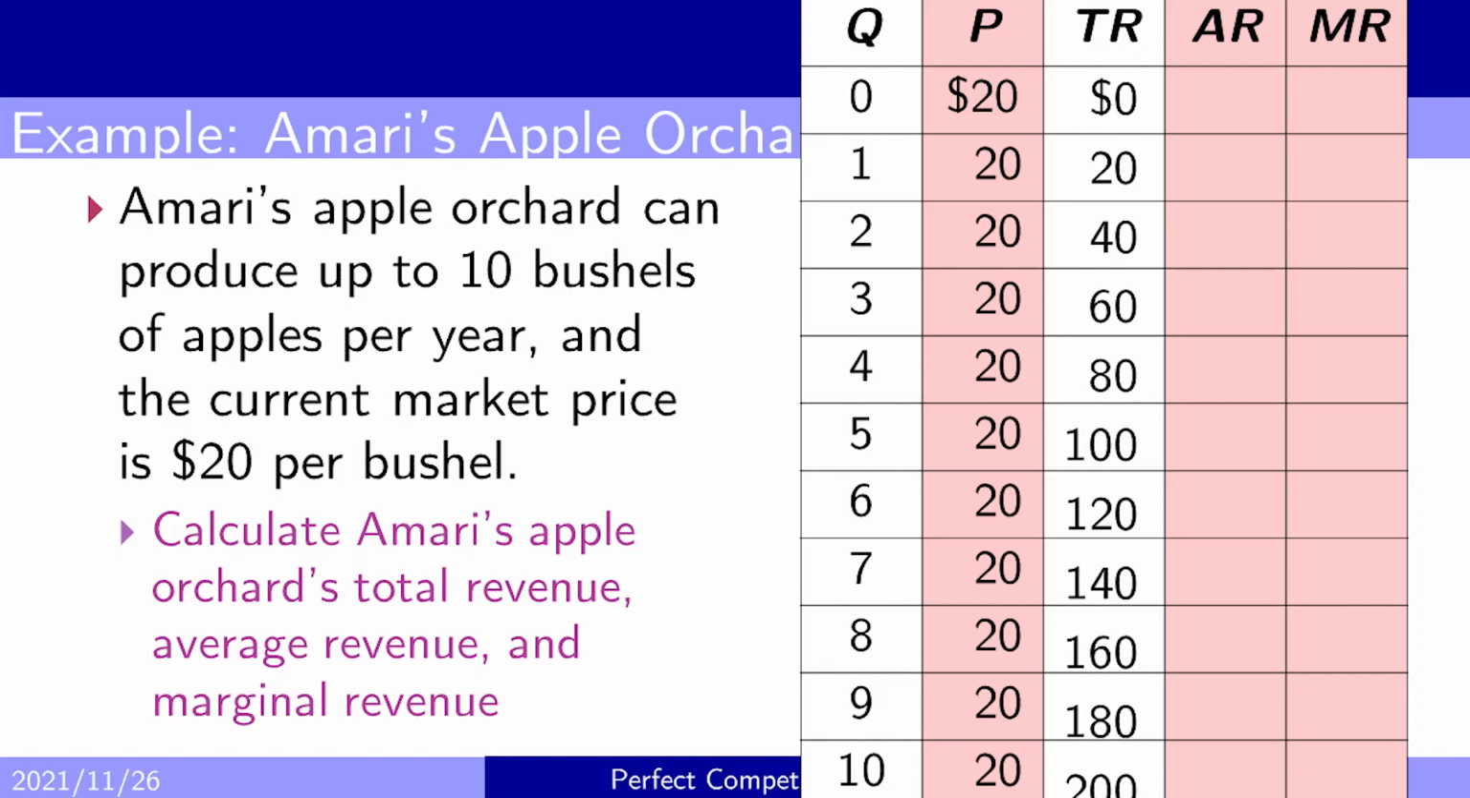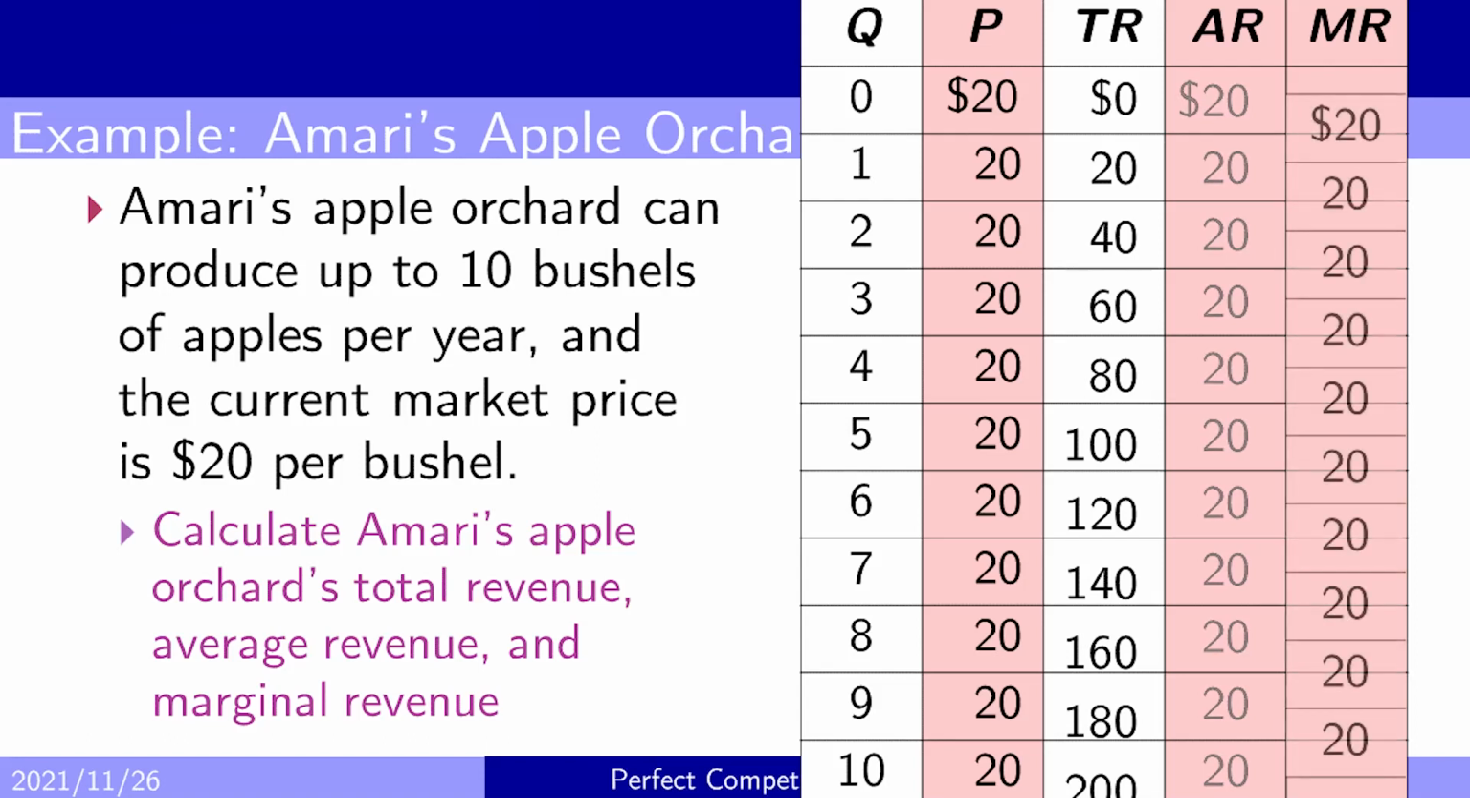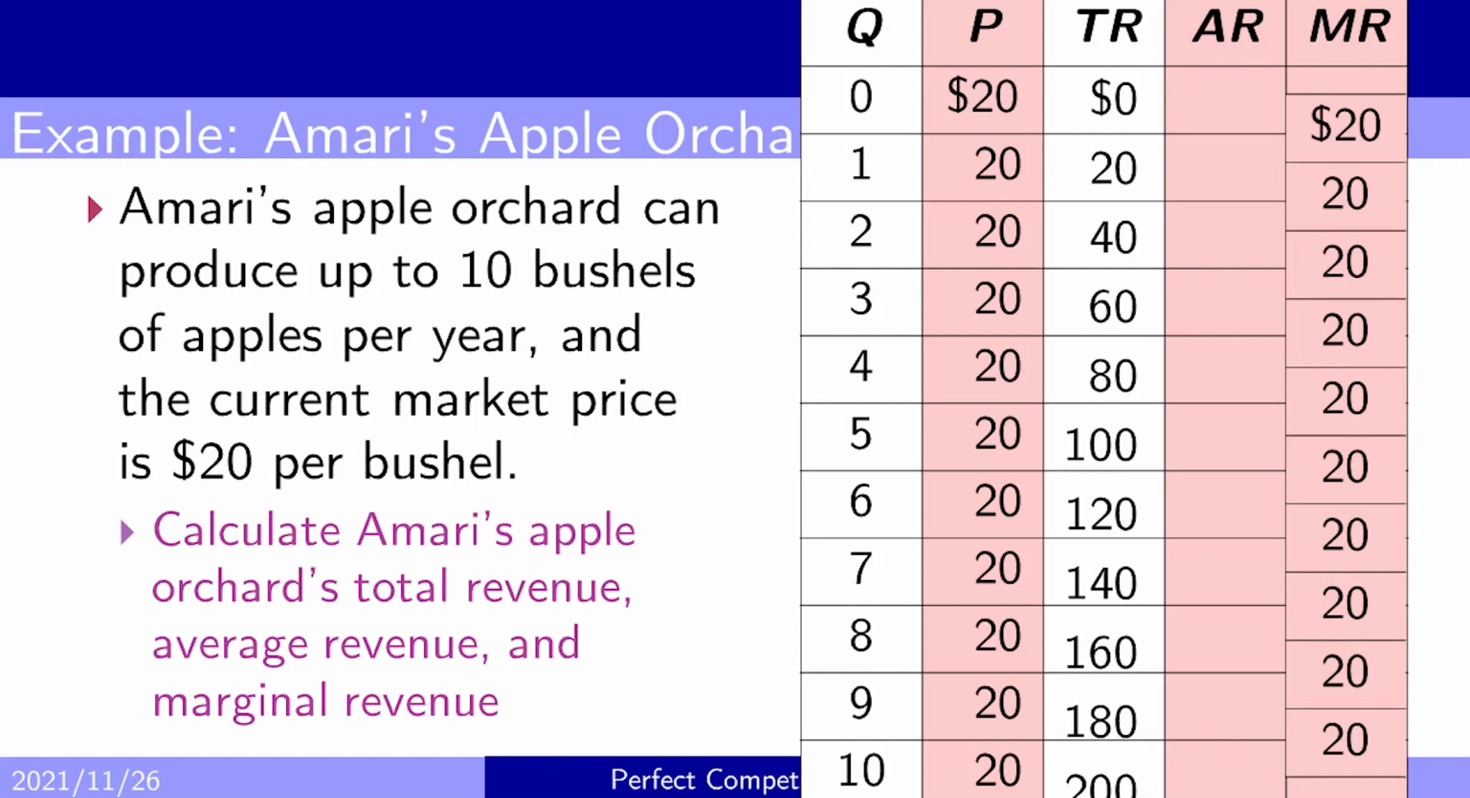And the average revenue is total revenue divided by quantity. So 0 divided by 0, not available. So 20 divided by 1 is 20, 40 divided by 2 is 20, and so on. So all of this is 20. And the increment in total revenue going from 0 to 1 is 20, 1 to 2 is 20, 2 to 3 is 20. So marginal revenue is also 20. So this is an illustrative example of a competitive market.